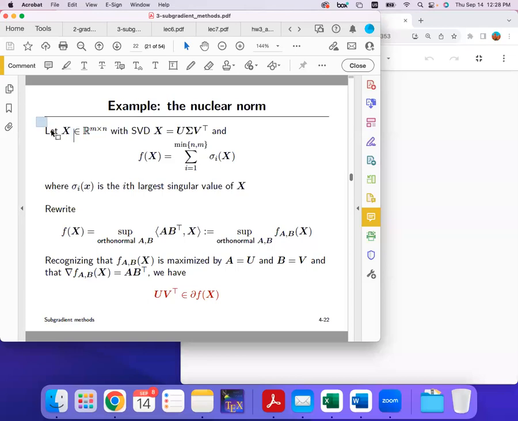So let X be any matrix, any arbitrary real valued matrix, not necessarily symmetric. Every matrix has a unique singular value decomposition, which we call SVD. X can be decomposed as U sigma times V transpose, where U and V are orthonormal matrices, and sigma is a diagonal matrix.